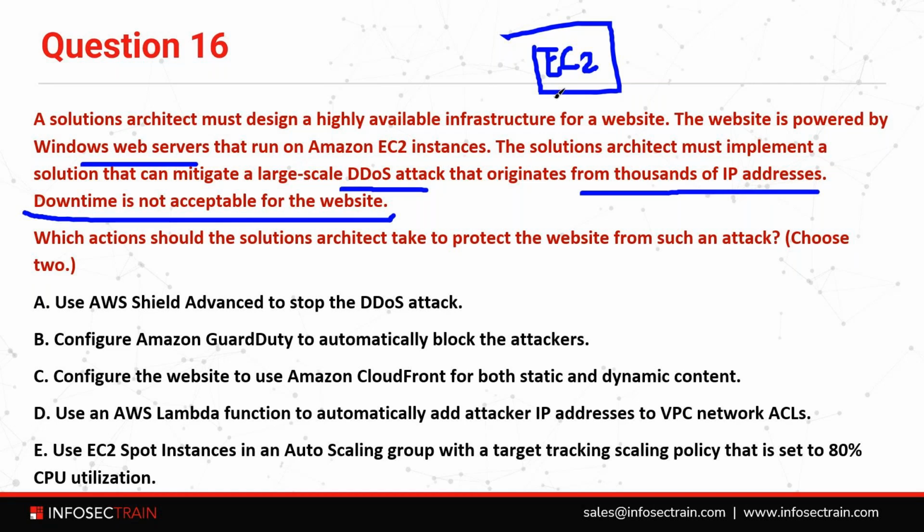It means multiple places. That's called distributed denial of service. Okay, that's the thing. So we choose the two options. The first is AWS Shield Advanced to stop the DDoS attack. Yes, absolutely. We have this feature in AWS which is called AWS Shield, which will be there to protect you from a DDoS attack.